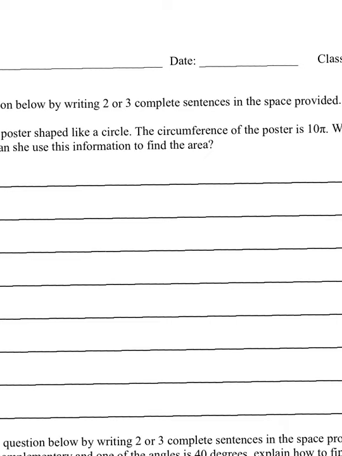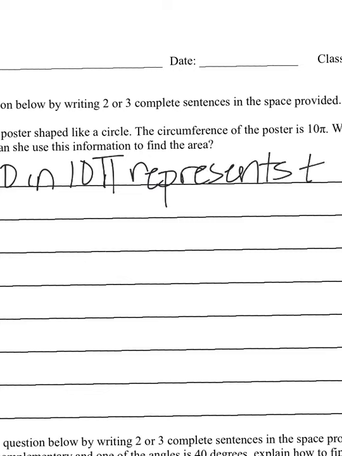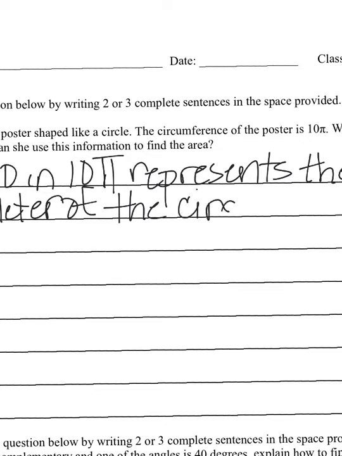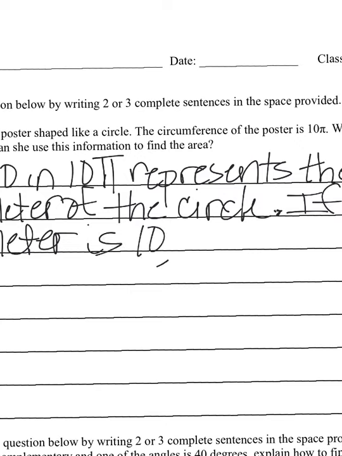The 10 in 10 pi represents the diameter of the circle. If the diameter is 10, the radius is 5.